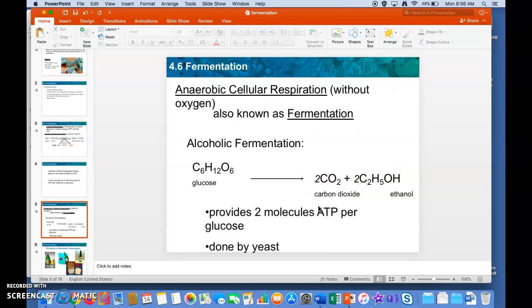Okay, now, some new information for you. There is another type of cellular respiration. It is called anaerobic cellular respiration, without oxygen present. So this is where we can make ATP molecules without oxygen.